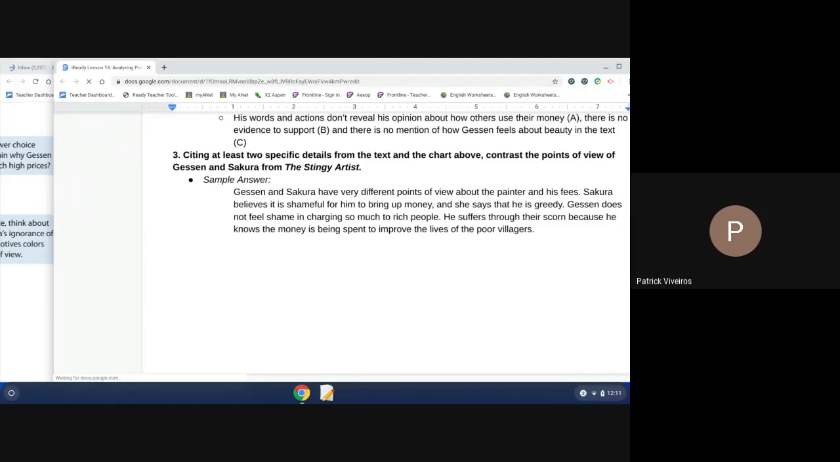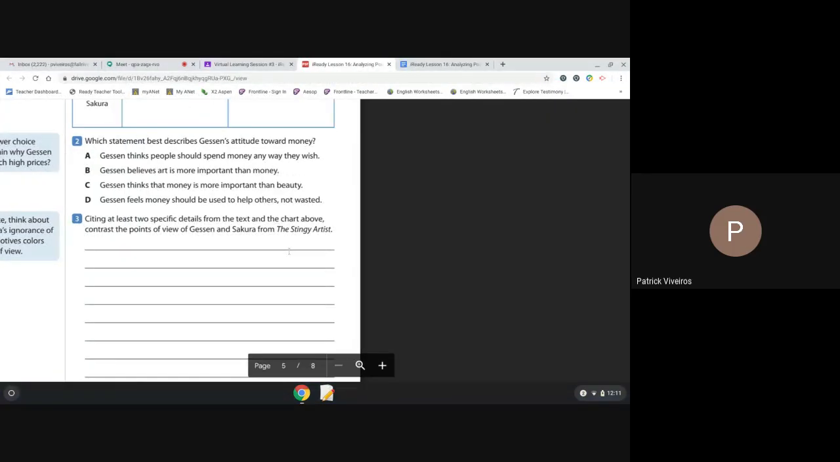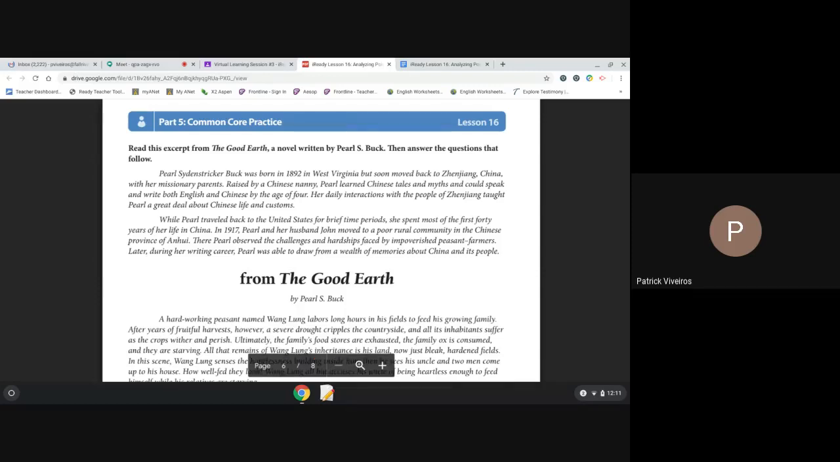Okay, it seems like this is projecting now. I'm going to go over the short answer question, which is the last question of the day: citing at least two specific details from the text and the chart above, contrast the points of view of Gessen and Sakura from the stingy artist. So here's the sample answer.